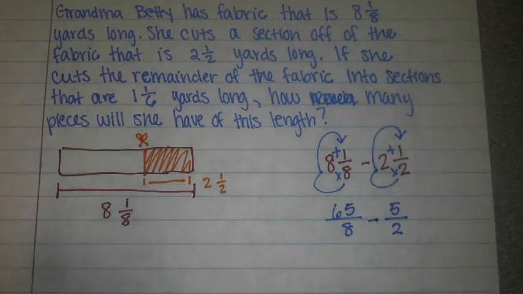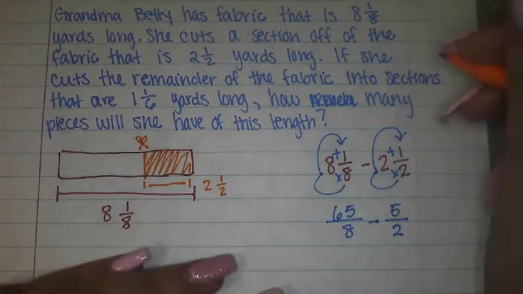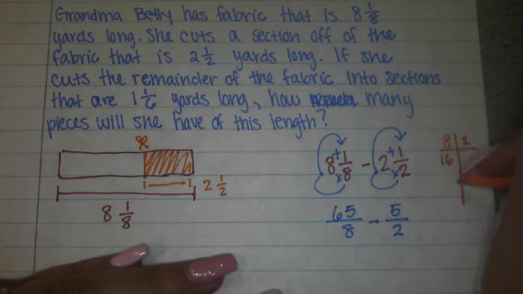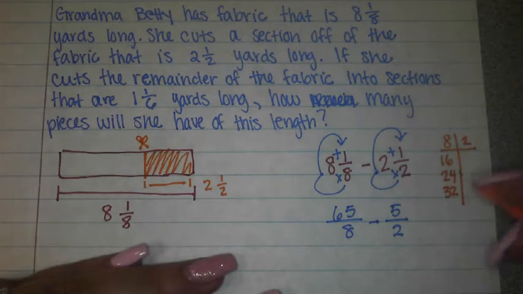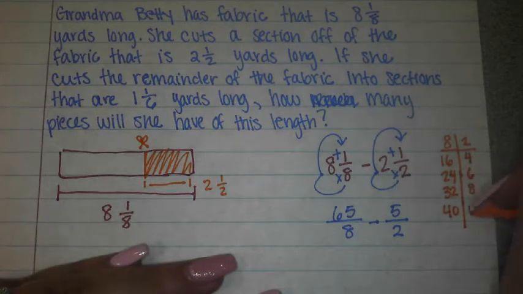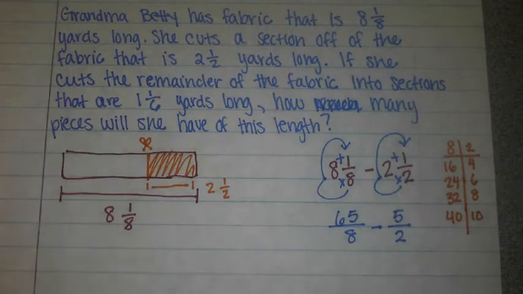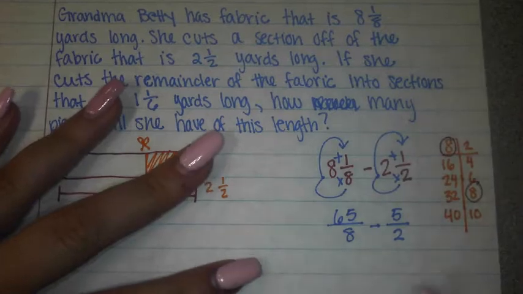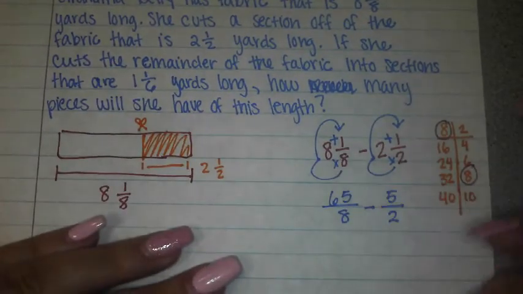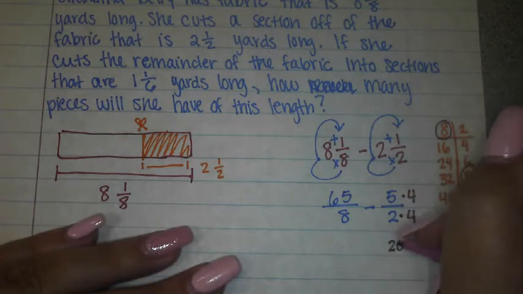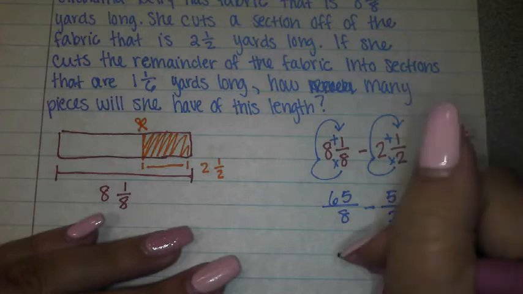Now, the next thing I need to do is make sure my denominators are the same. I have 8 and 2. So 8, 16, 24, 32, 40. 2, 4, 6, 8, 10. And I can see here they share a common denominator of 8. So this one's already 8, so I don't have to change it, but I need to change this one. 5 times 4 is 20. 2 times 4 is 8. And we're going to bring everything down.